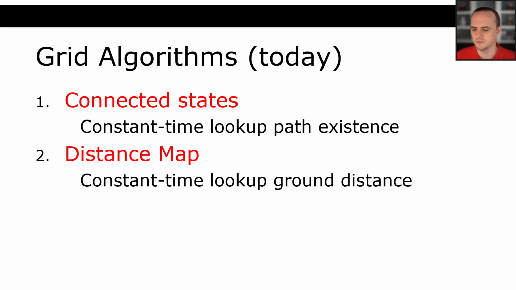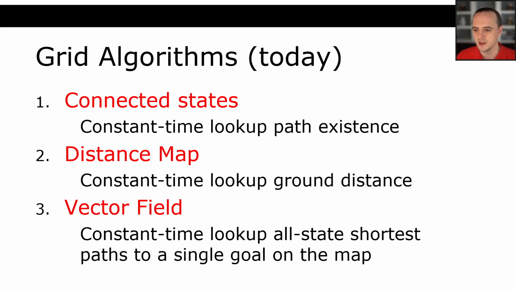Then we're going to be talking about something called a distance map, and that'll allow us to compute a data structure which allows a constant time lookup for ground distance for multi-agent single goal planning. And third, we'll be talking about a vector field, which we're going to construct from the distance map. And that's going to allow us not only to get the distance, but to get the direction of travel that we should have from any point on a map to a single goal.